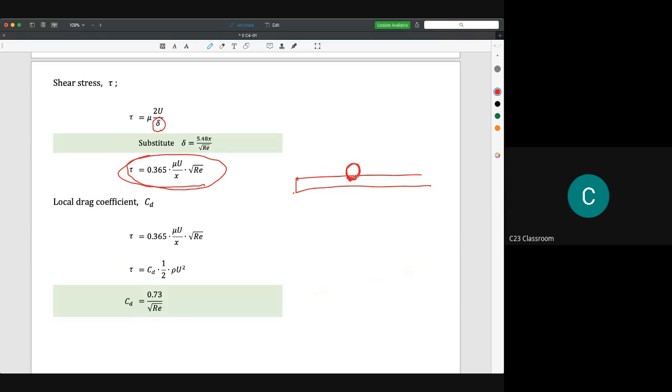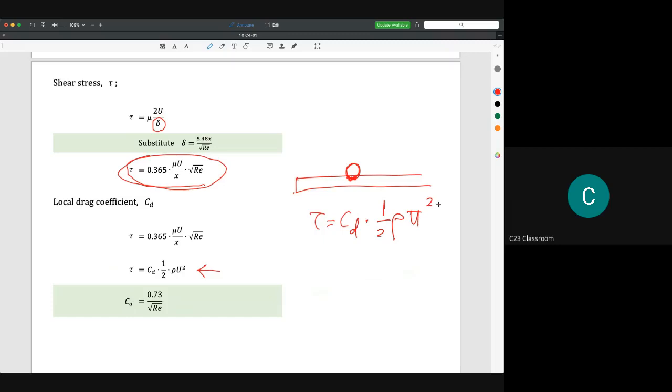And then we equate this one with the common drag force equation. This drag force is actually obtained from dimensional analysis, the Pi theorem. So we could get that tau is equal to C, small d here, times 1 over 2 rho u squared.